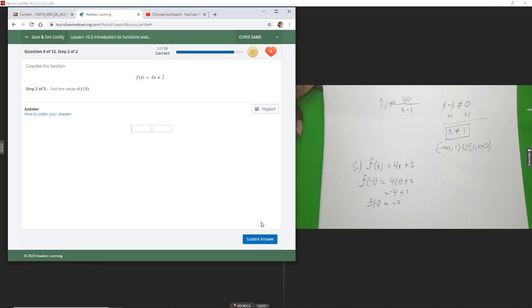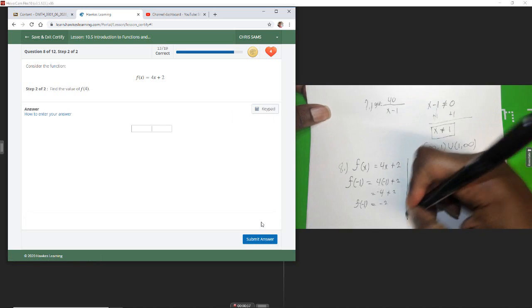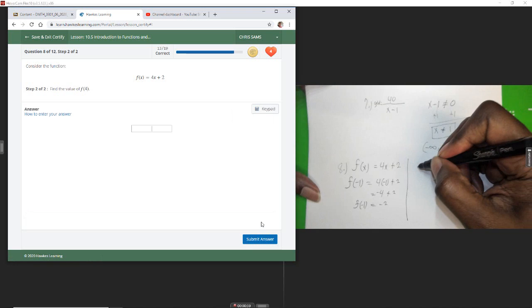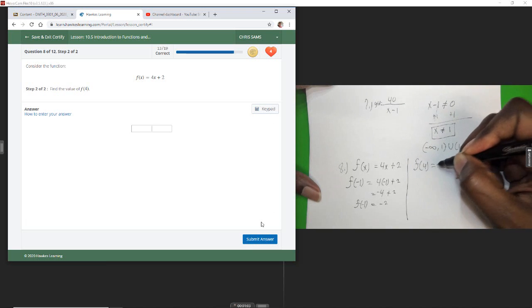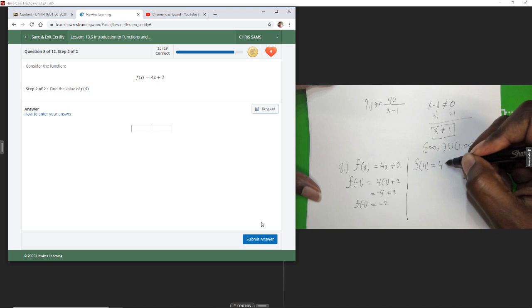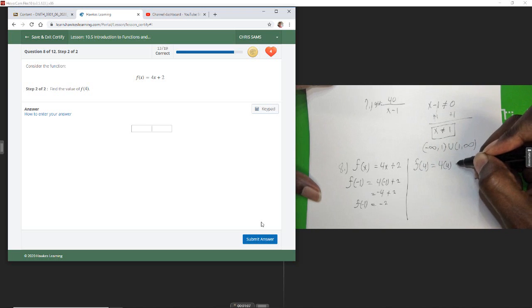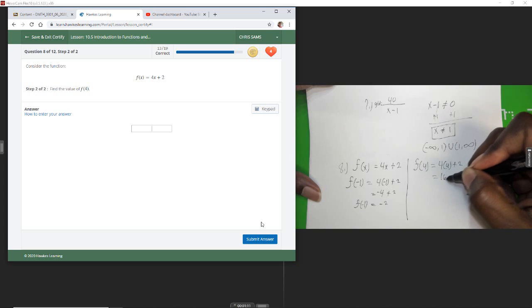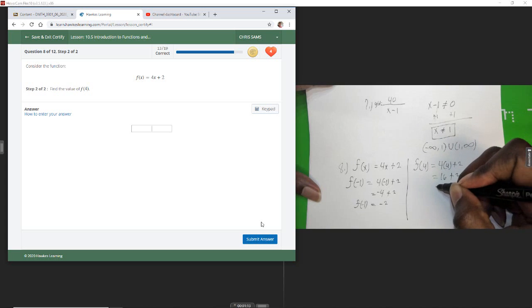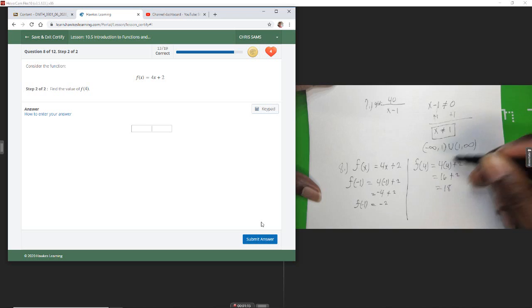All right, now part 2, we want to find f of 4. Same thing, just replace the x with a 4. So 4 times 4, replace the x with a 4, plus 2 gives us 16 plus 2, which just gives us 18.